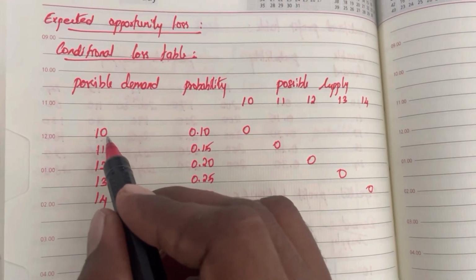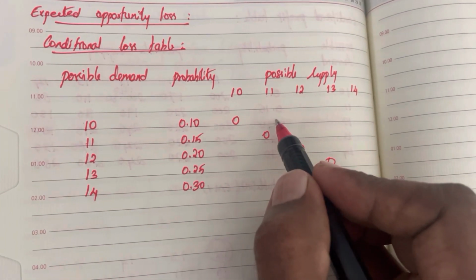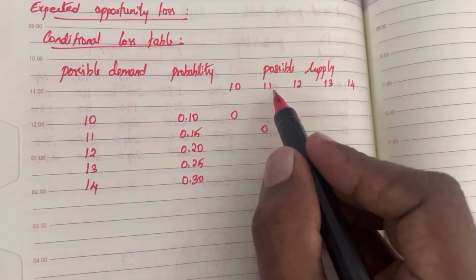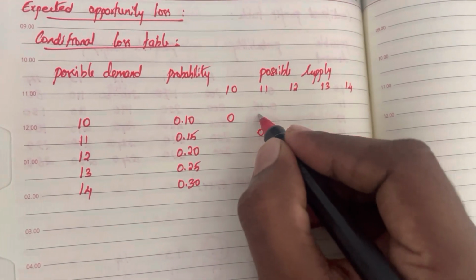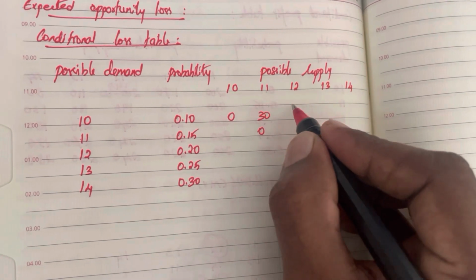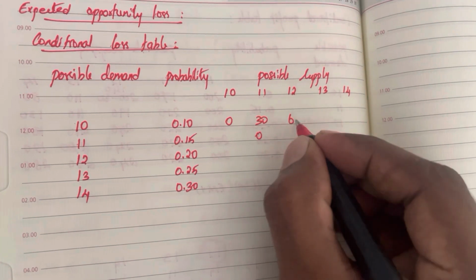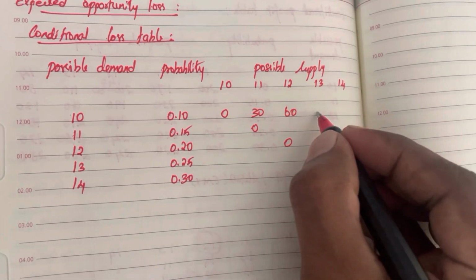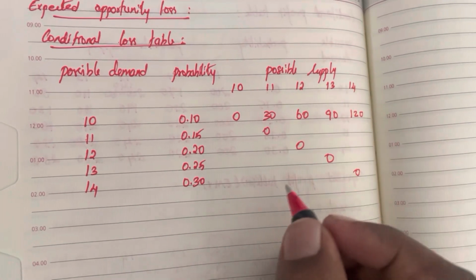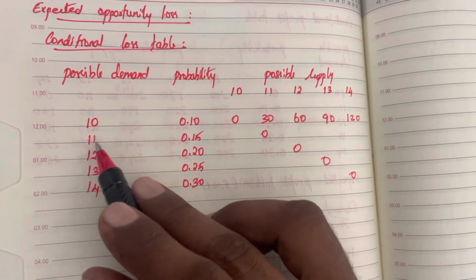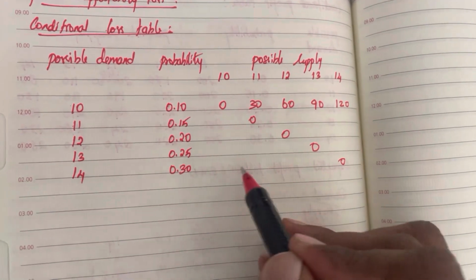So now let us look at demand 10 and the possible supply as 11. Here we have excess supply, which means it is unsold. Here one paper is unsold, so 30 paise is the loss. Here with 10 and 12, two papers will be unsold, so 60 is the loss. Here three papers will be unsold, so 90 is the loss. Here four papers will be unsold, 120 is the loss. And the next one, 11 and 10, we'll first finish with the loss, then we'll come to the opportunity loss.